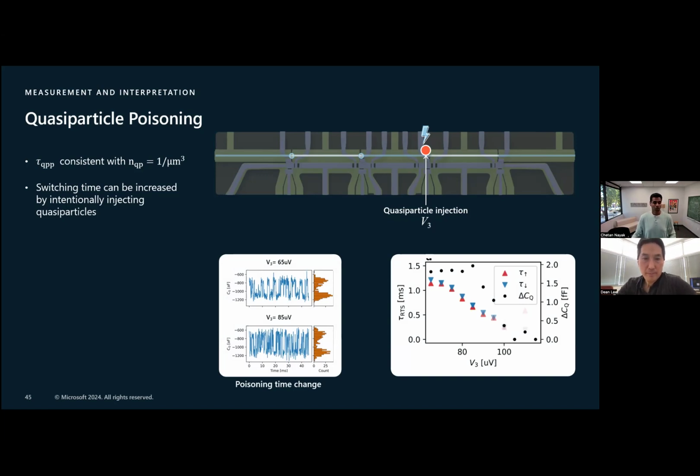Okay. We can do a bunch of other checks. Disconnect the dot from the wire, the effect goes away, and so on. So there's a lot of additional evidence that this interpretation is correct.